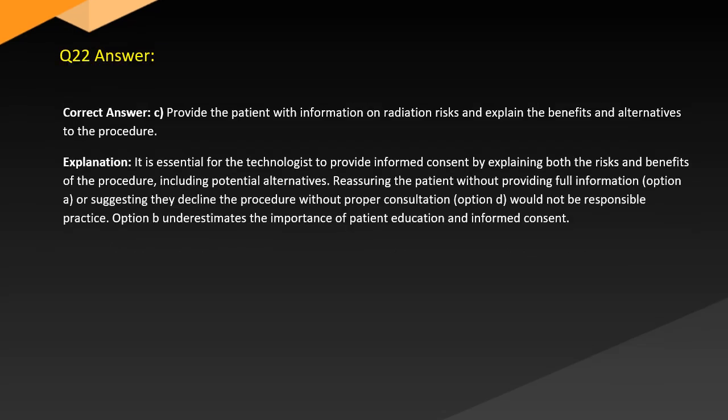Answer. Correct answer: C. Provide the patient with information on radiation risks and explain the benefits and alternatives to the procedure. Explanation. It is essential for the technologist to provide informed consent by explaining both the risks and benefits of the procedure, including potential alternatives. Reassuring the patient without providing full information, option A, or suggesting they decline the procedure without proper consultation, option D, would not be responsible practice. Option B underestimates the importance of patient education and informed consent.